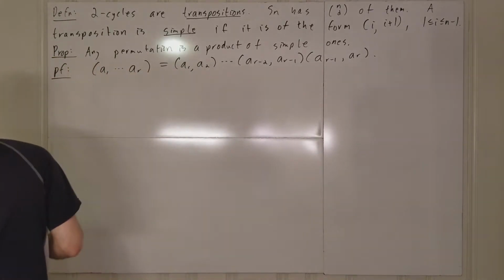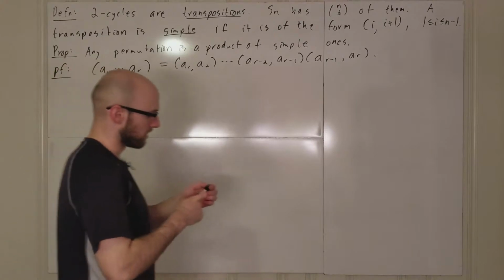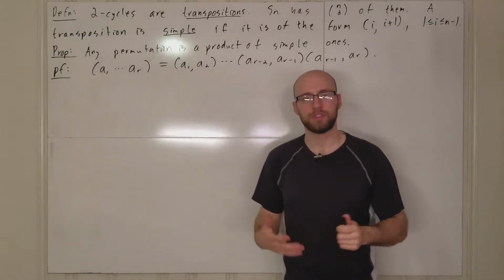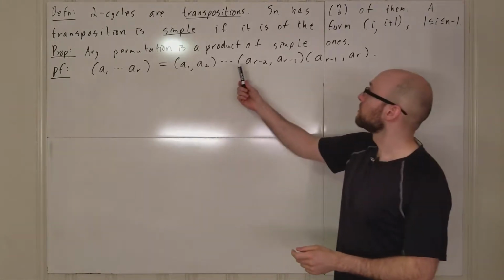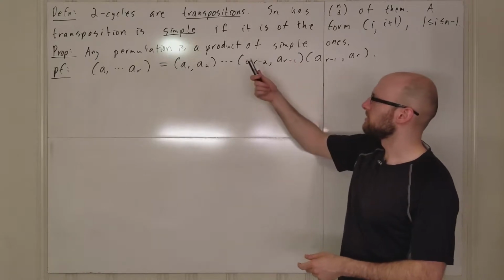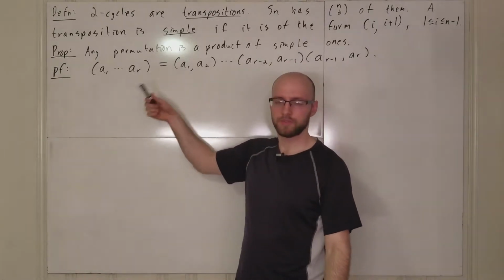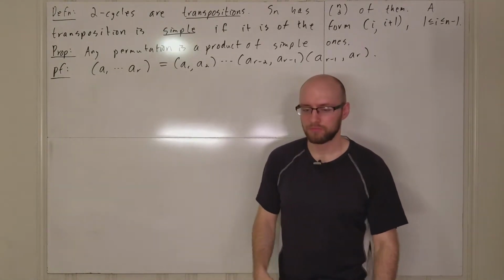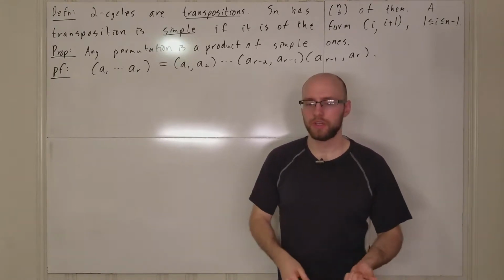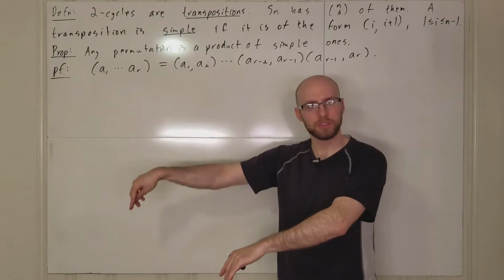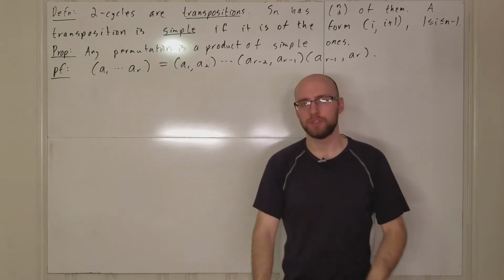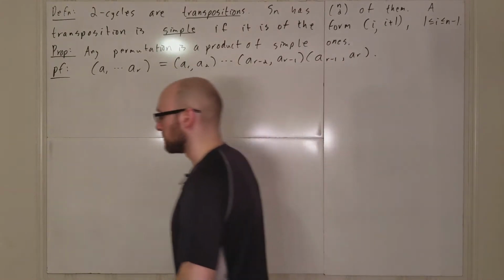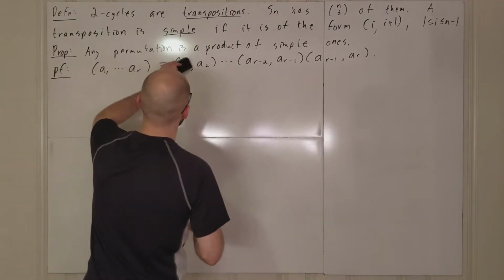Okay, and why is this a sufficient proof? Well, we know that any permutation can be written as a product of disjoint cycles, and so if any r-cycle is a product of simple transpositions, then so is any permutation, because you just take each of the disjoint cycles and break those up into simple transpositions. And basically from here you just have to check that this works.